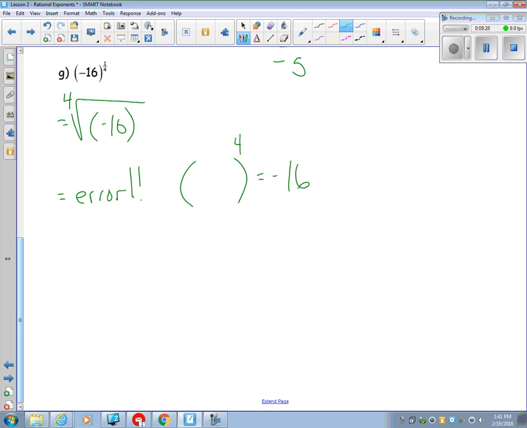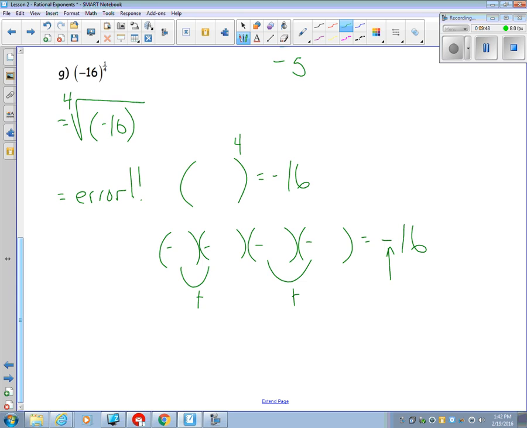Well, the problem here is our signs, right? When I have the same number 4 times, is there any way that I can ever get that to be a negative? I don't think so, right? If they're all positives, it's positive. If they're all negatives, negative, negative, negative, negative, well, 2 negatives makes a positive, 2 negatives makes a positive. I get a positive answer.